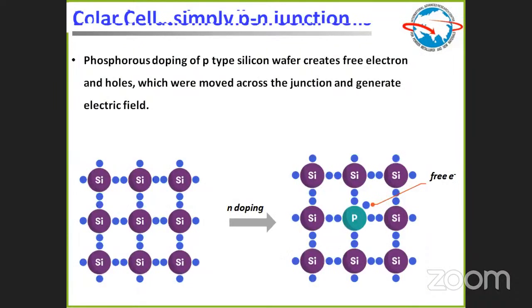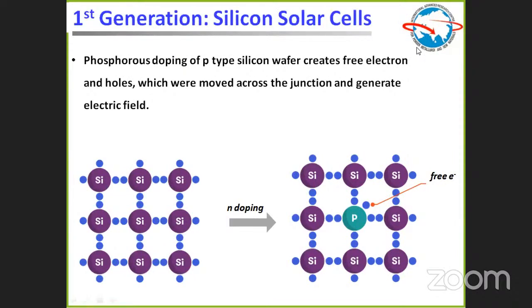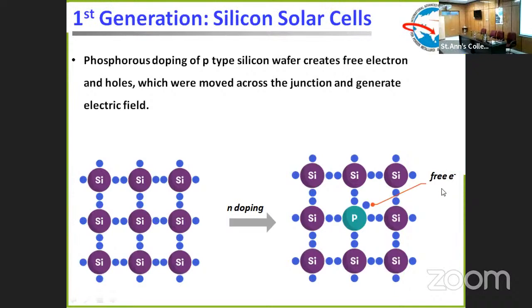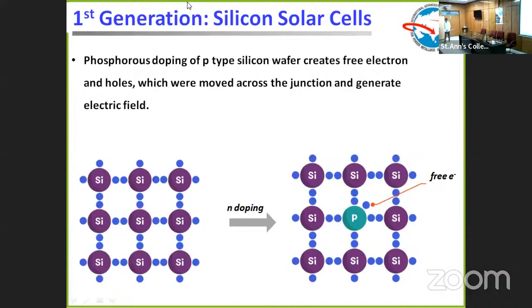As of now, we have three different technologies grouped into generations, but the most popular one is the first generation, which we call silicon solar cell technology, because the material used to absorb the sunlight and create electricity comes from silicon. So just see that.